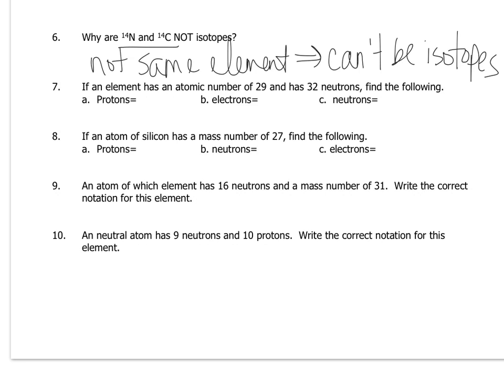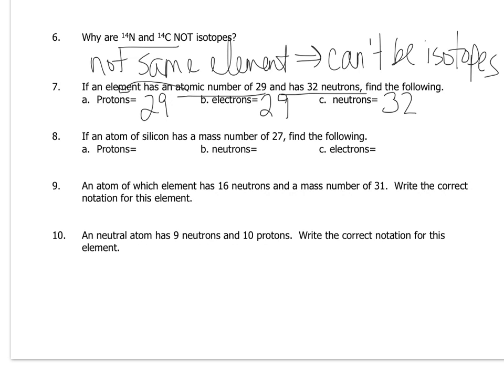In number 7, we have an atom with atomic number 29, and it has 32 neutrons. So we need to know the protons. We know the atomic number is the number of protons, so we got 29. Protons and electrons are equal, so we have 29. And neutrons, they tell us, is 32.